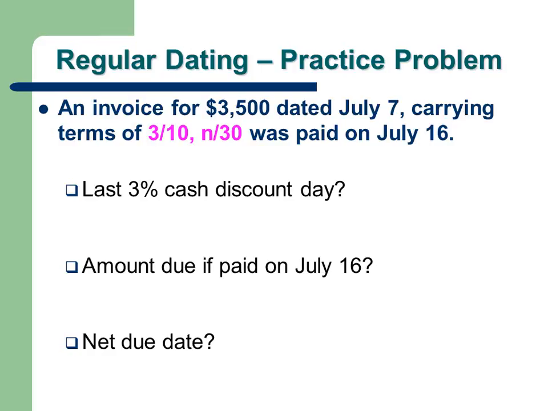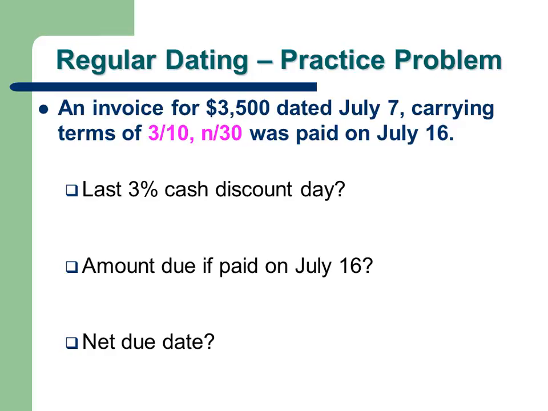All right, let's work on it together. First question, when is the last 3% cash discount day? It's 10 days because it says 3/10, right? So that 10 indicates the number of cash discount days. We've got 10 days for cash discount, and the invoice date was July 7th. So July 7th plus 10 days will be July 17th.